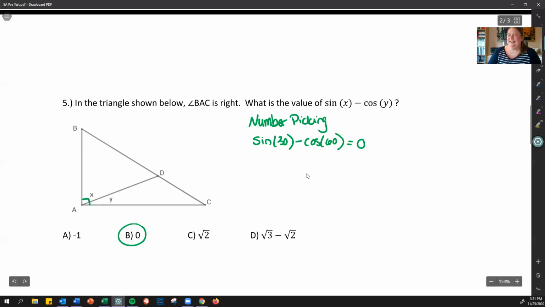I don't know, do you trust it? Do you think that was a little magical? I mean, I just picked 30 and 60 out of thin air. That's how number picking works. What if I had picked something different? So let's try it. Let's pick something different and make sure that we feel good about this answer.